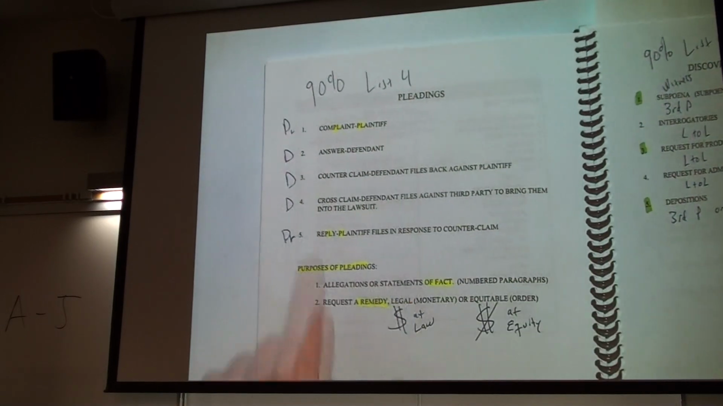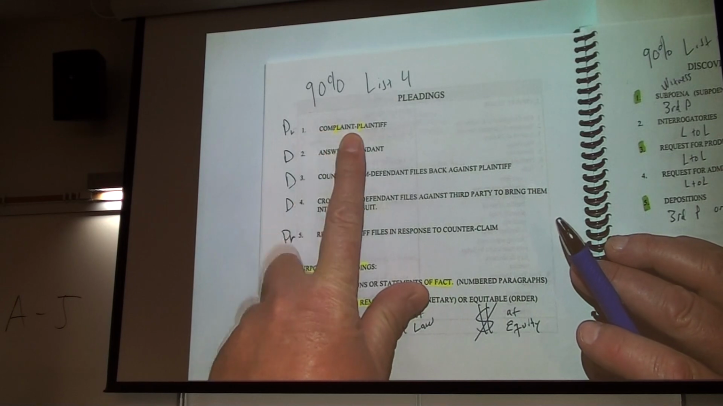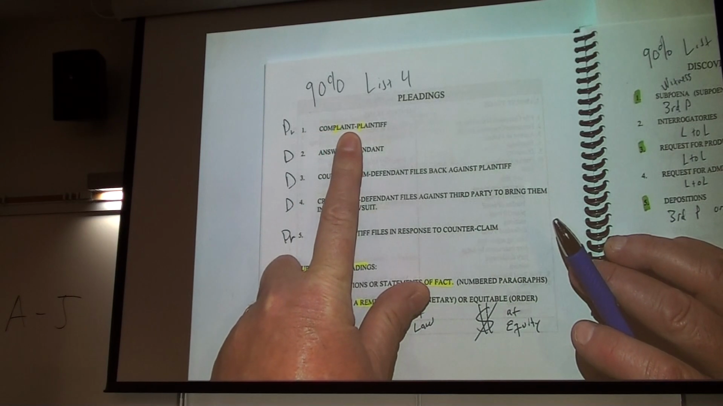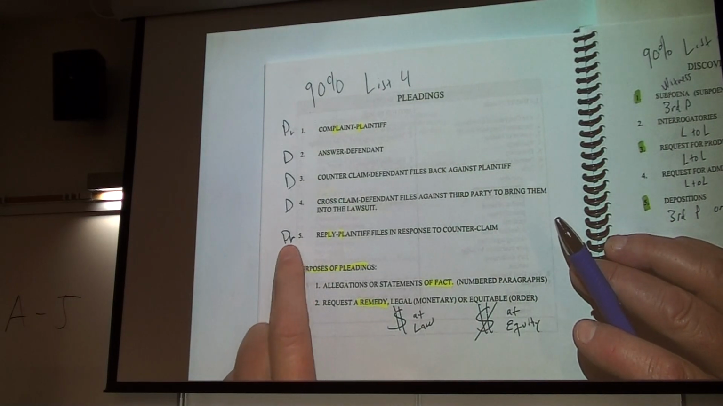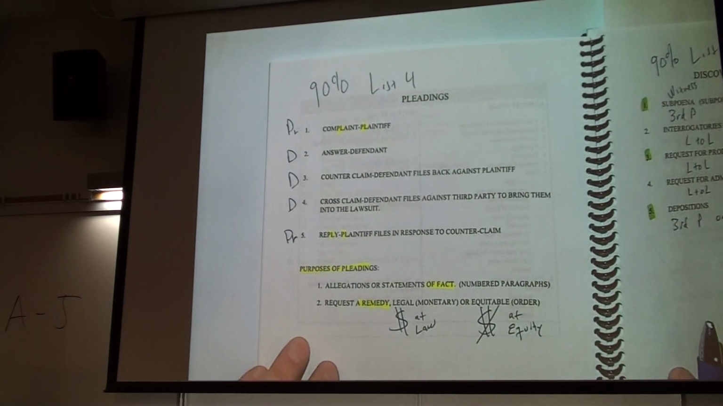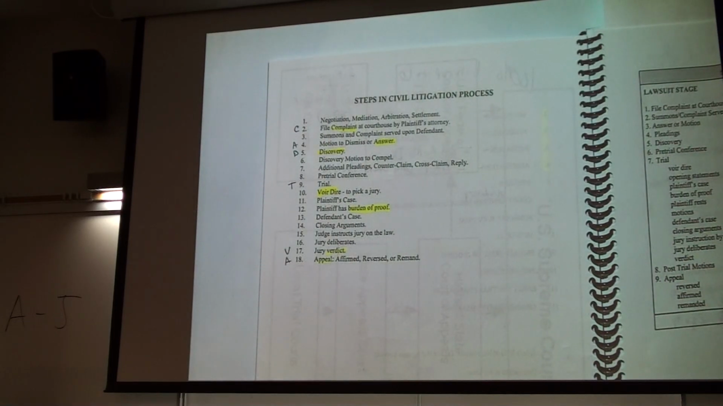And just so you know, over here on the side, that's a PL, that's for plaintiff, because the plaintiff files the complaint. And then we have D for defendant, and then down at the bottom, PL for plaintiff. All right. So back to this page here. And I apologize for jumping around so much.